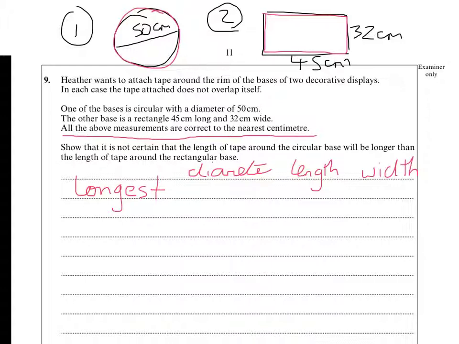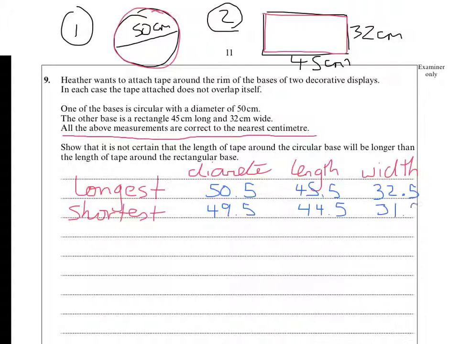So the longest your diameter, if it's measured to the nearest centimetre, could be is 50.5 centimetres. The longest the length could be is 45.5, and the longest the width could be is 32.5. And if we looked at the shortest that each of those could be, then the shortest it could be is 49.5. The shortest the length could be is 44.5, and the shortest the width could be is 31.5.